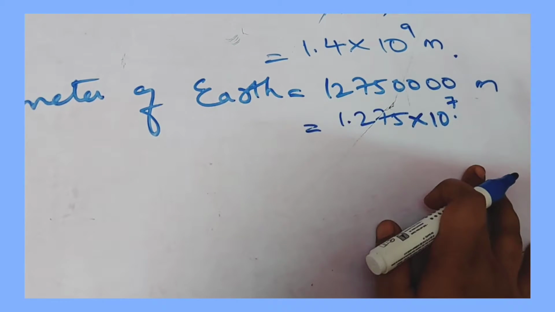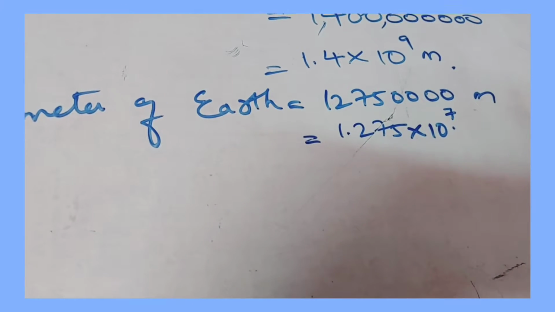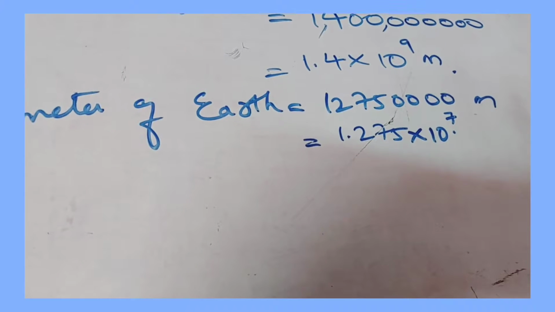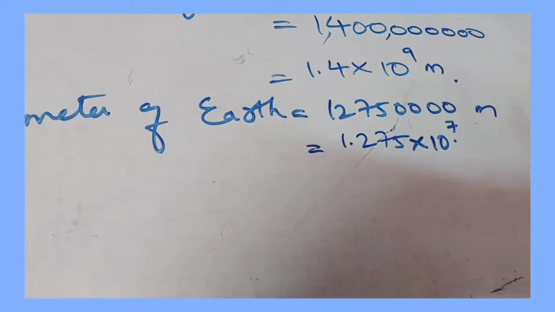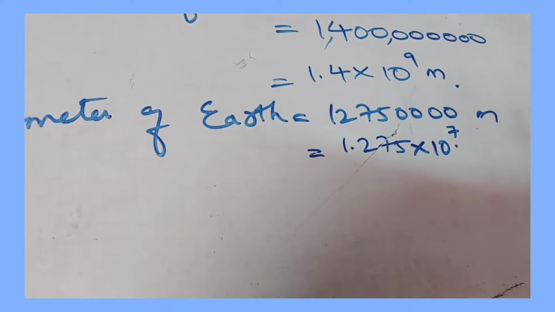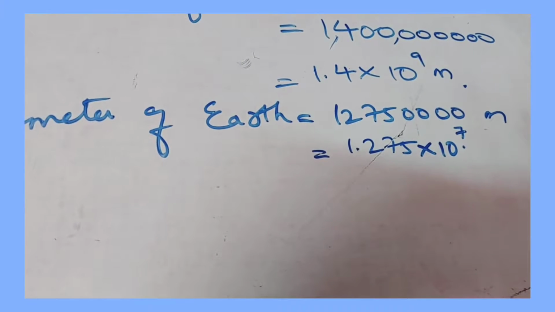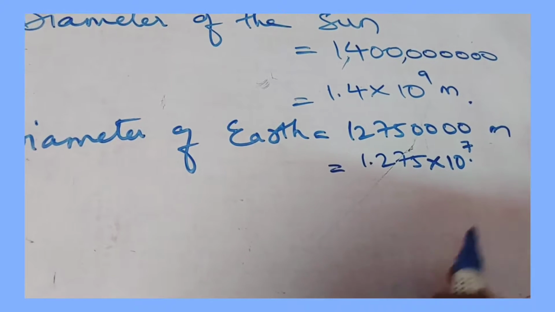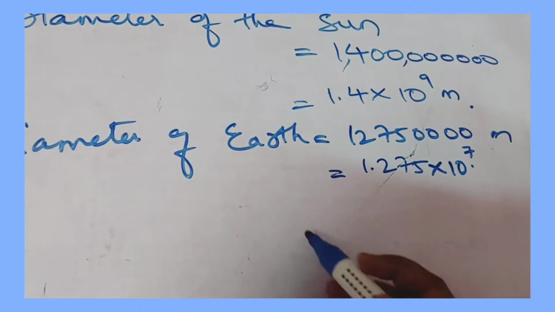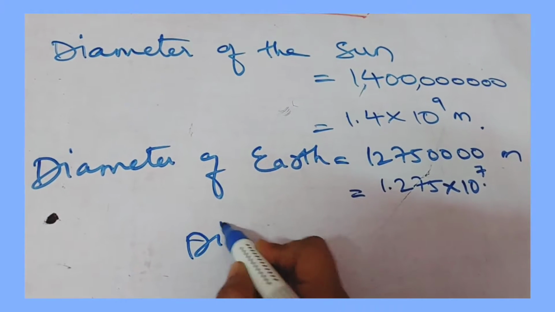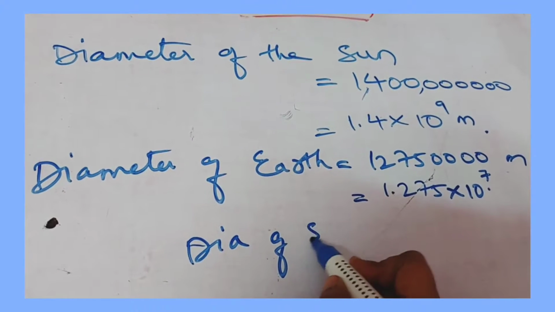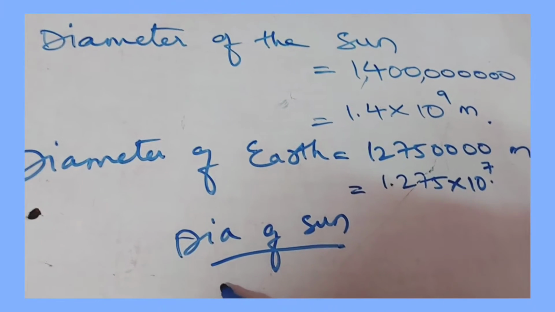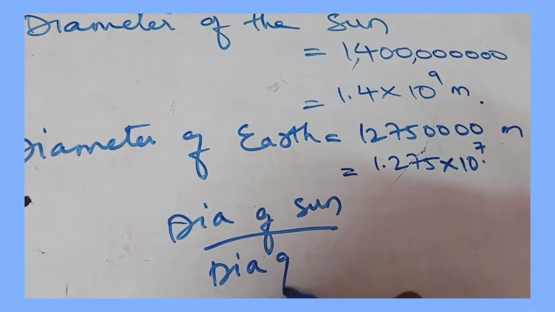So now what you have to do, if we write these diameters in a standard form, then it is easy to find how much bigger the sun is. Okay, so let us see what you have to do. Take the diameter of the sun by the diameter of the earth.